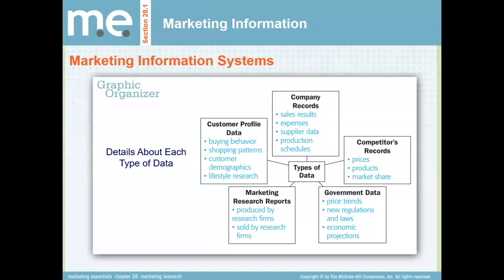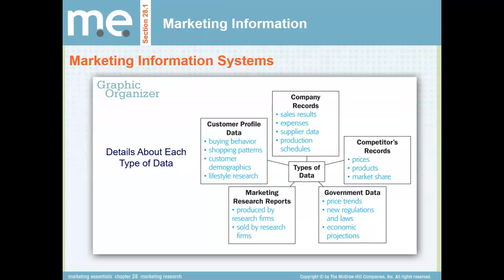Government data: we've talked a lot about economic indicators and economic projections in the past. Companies use that information to say, hey, if the economy is going down and people are spending less, then that would probably be the wrong time to make a big investment. I might want to postpone that by 6 months or a year and try to catch the economy as it's coming back up.